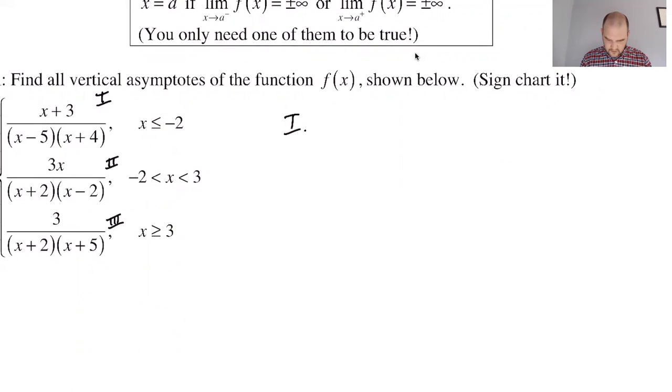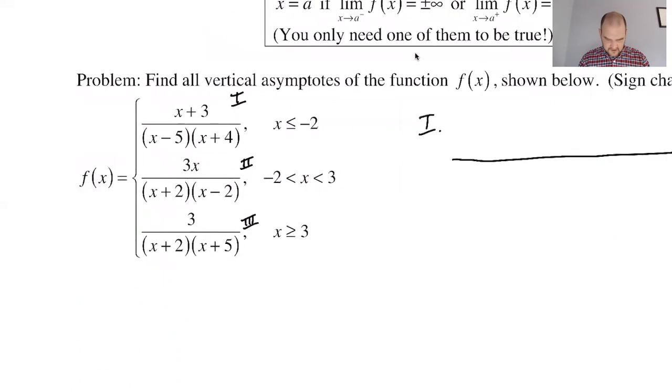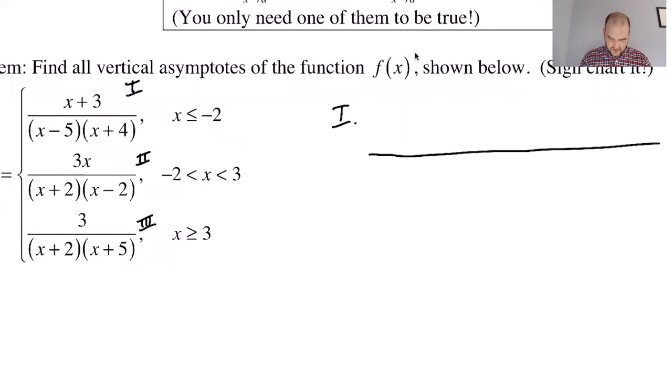So here we go. What's our function named? F. All right, sign chart for f. We only care about x less than or equal to -2, but we've got -4, -3.